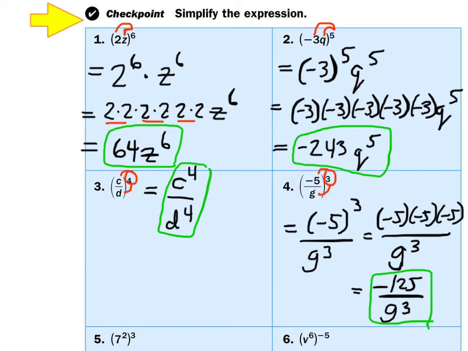In parentheses, I have negative 5 over g, and then raised to the third power. So with your red, circle the 3 and draw a rainbow to the negative 5 and a rainbow to the g. So you have negative 5 in parentheses to the third power over g to the third power. We'll write it out. Negative 5 times negative 5 times negative 5. That gives you 25 times negative 5, which is negative 125 over g to the third power. And that's as far as you can go.